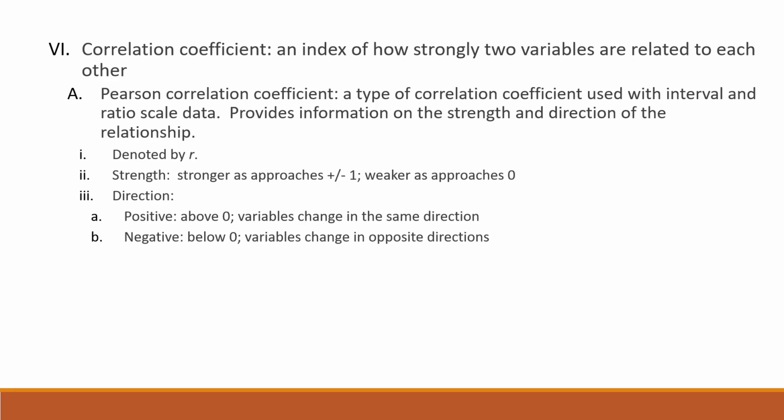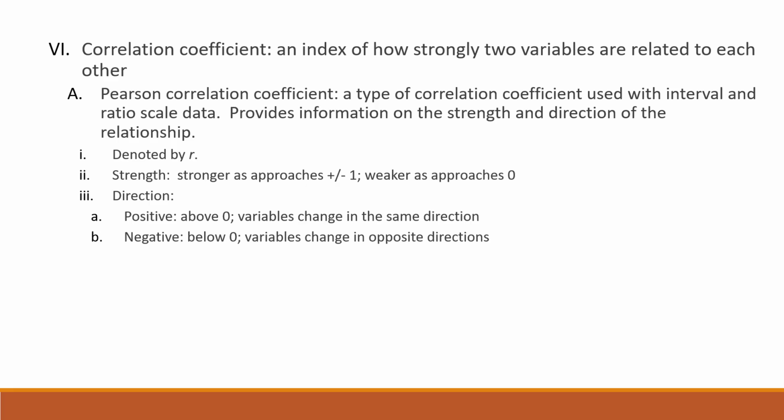Correlation is also used as a descriptive tool, and it's an index of how strongly two variables are related to each other. The official name of what most of us just call a correlation is the Pearson product moment correlation coefficient. So this is a type of correlation used with interval and ratio scale data. You cannot use this with nominal or ordinal scales.